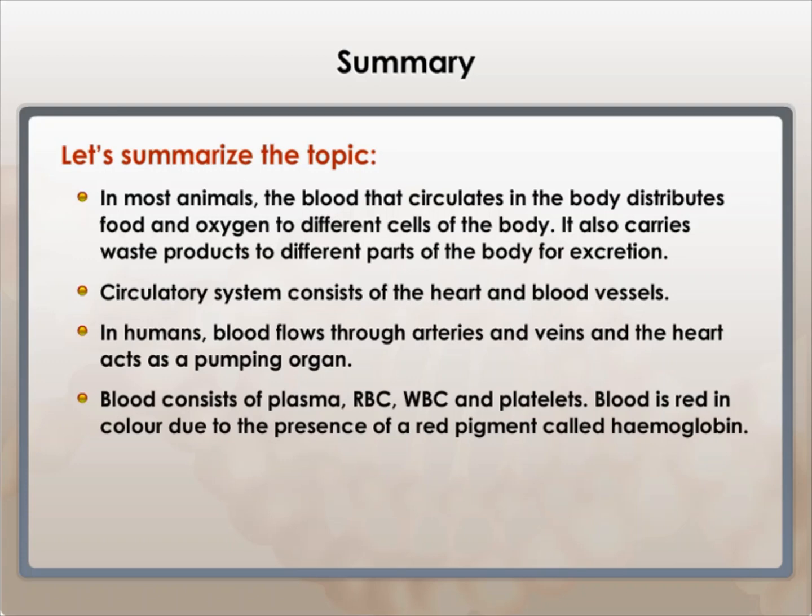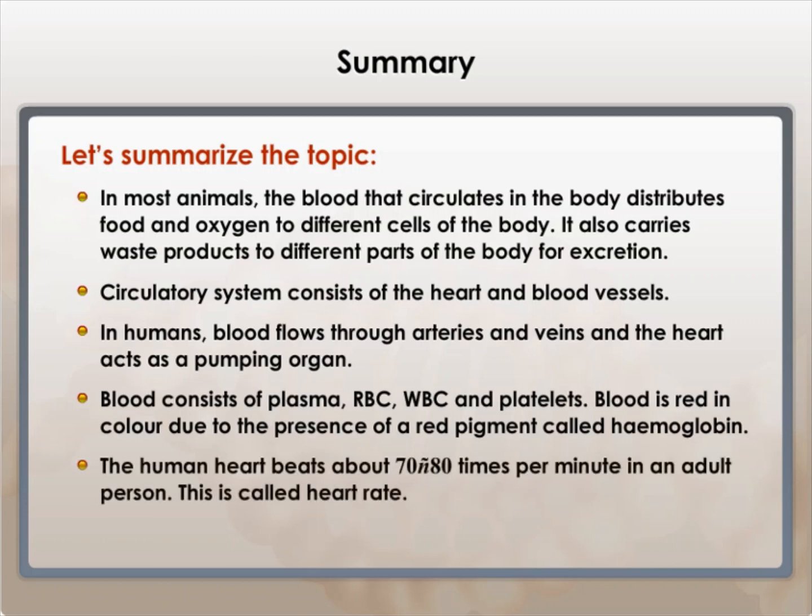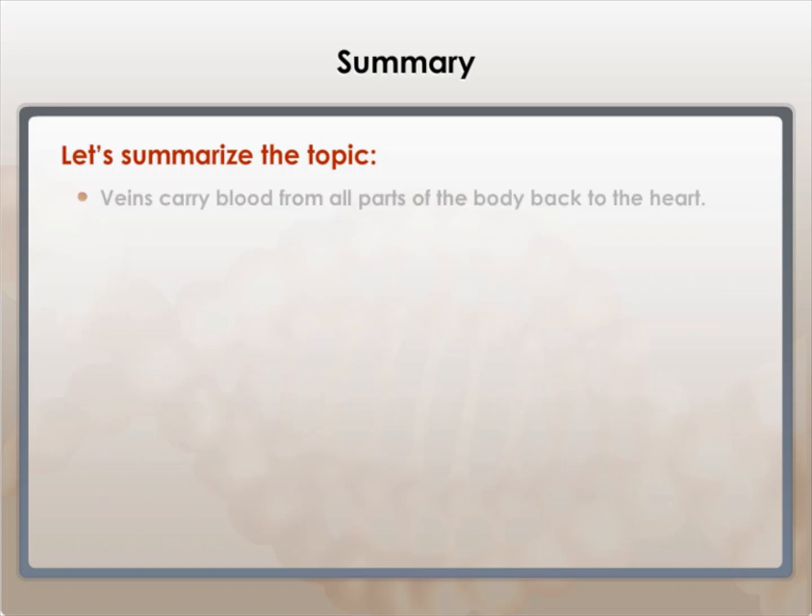Blood consists of plasma, RBC, WBC, and platelets. Blood is red in color due to the presence of a red pigment called hemoglobin. The human heart beats about 70 to 80 times per minute in an adult person. This is called heart rate. Arteries carry blood from the heart to all parts of the body. Veins carry blood from all parts of the body back to the heart.